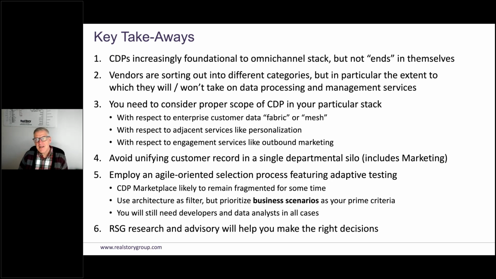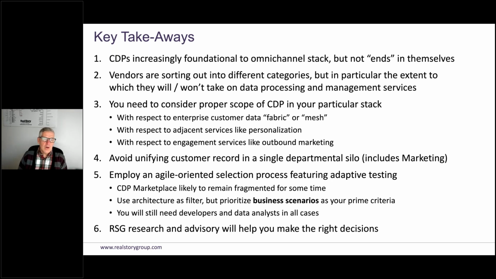What's interesting is that the vendors, after a period of childhood and adolescence, now as they go into adulthood, are really sorting themselves out into different categories, but particularly the extent to which they will or will not take on the lower level data processing and management services. You do need to consider the proper scope of CDP in your particular stack. So we talked already about this with respect to your broader enterprise customer data ecosystem, but also with respect to adjacent services like personalization and marketing and so forth.